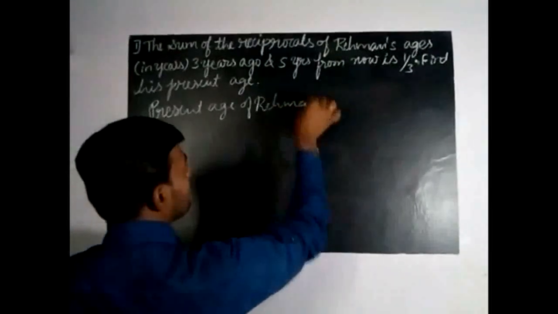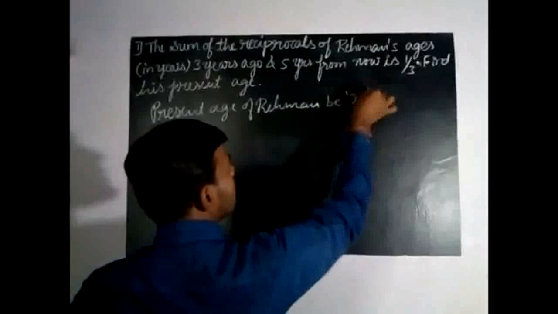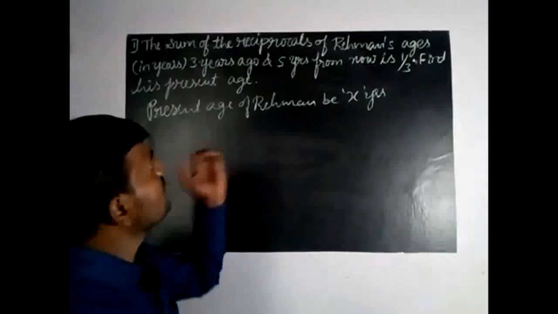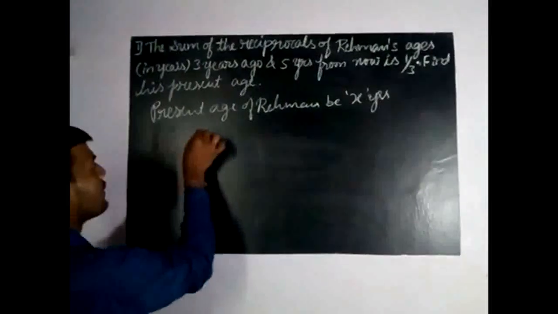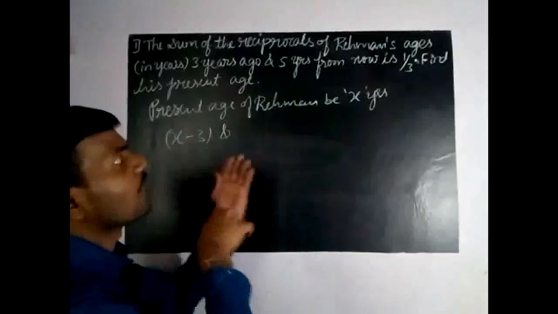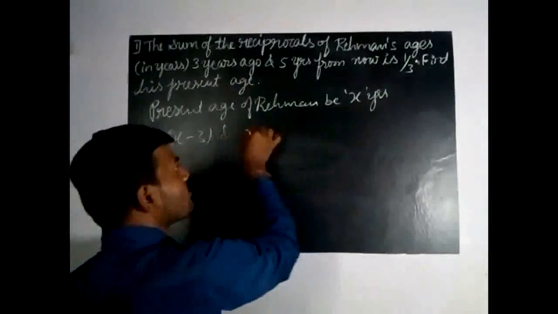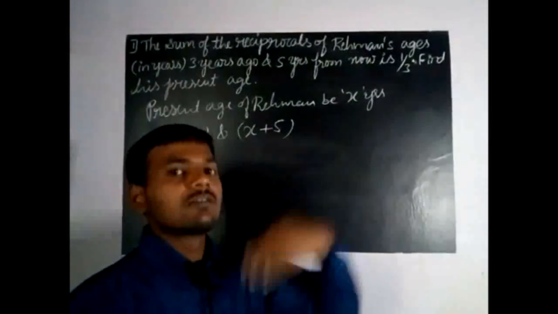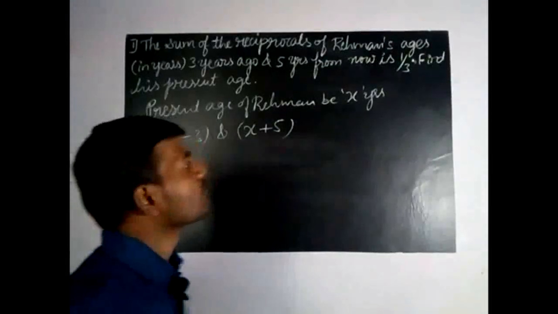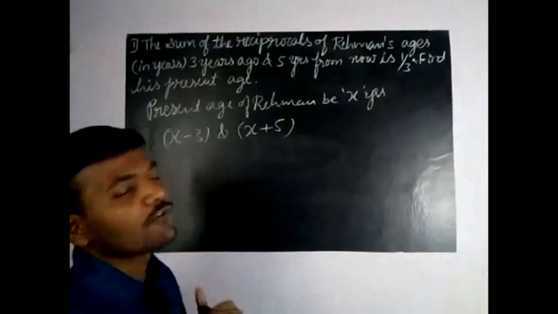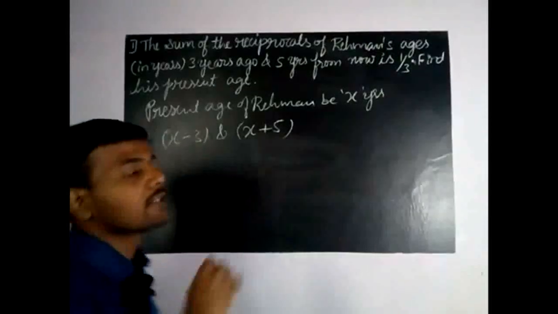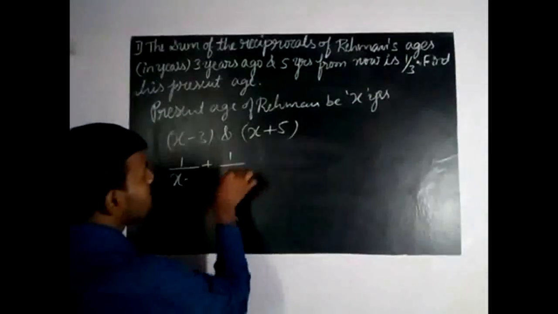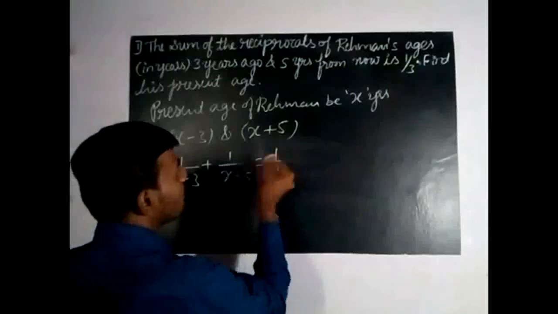So let the present age of Rahman be x years. Now 3 years ago means x minus 3, and 5 years from now, the present age is x, so x plus 5. Next, the sum of the reciprocals is equal to 1/3. It means we have to take the reciprocals: 1 by x minus 3 plus 1 by x plus 5 is equal to 1/3.